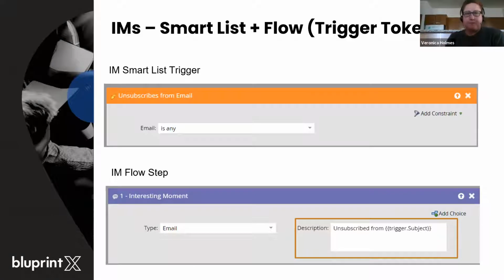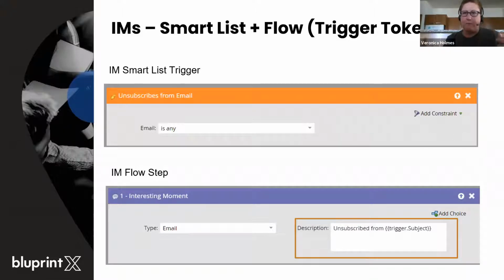So interesting moments is all about building up your smart list trigger. So for instance, you could have unsubscribe from email is any, and in your interesting moment flow step, see how we've got unsubscribe from trigger.subject. Whenever you have a trigger token, it's completely related to the trigger that triggered the smart campaign. So in this case, if I've got trigger.subject, it's going to give me the subject line of the email they unsubscribed from. If I had trigger.subject for just opens email, it would give me the subject line of the email they opened. So it's all about relating it to the actual trigger.